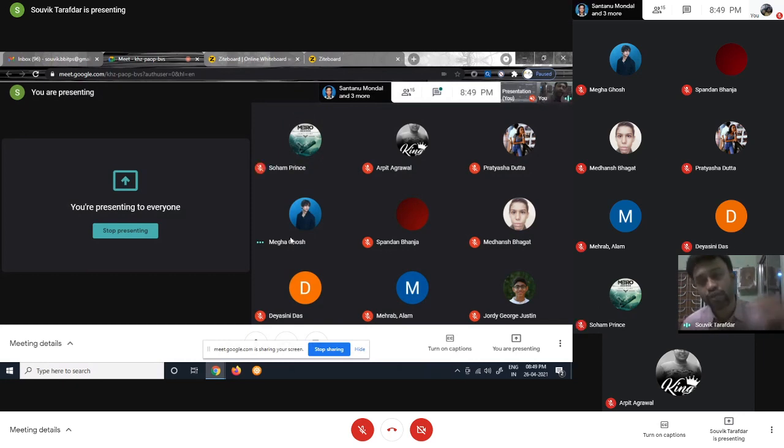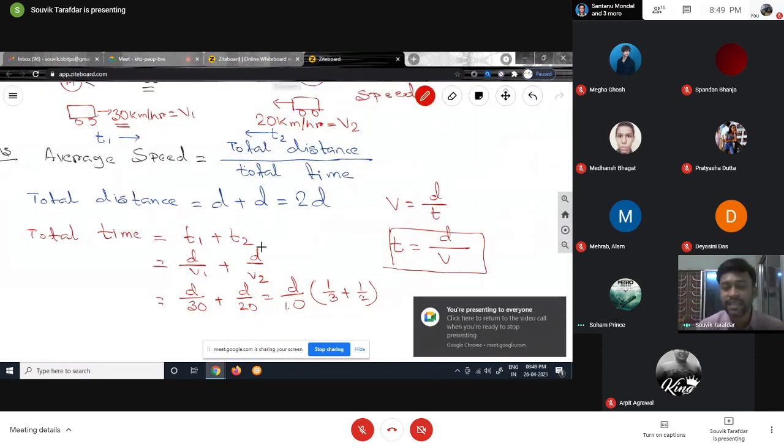Now, while going to school, how much distance are you traveling? 12 kilometers. While coming back, are you traveling some other distance, 10 kilometers, 9 kilometers, or 12 only? Same 12. So while going also 12, while coming also 12. Now see here, while going it's D, while coming also it's D. Understood? Okay, clear? Now see one thing. Shoham, is it clear?